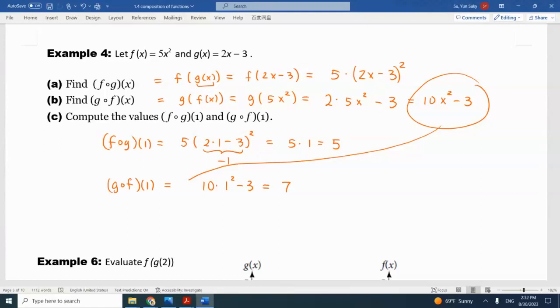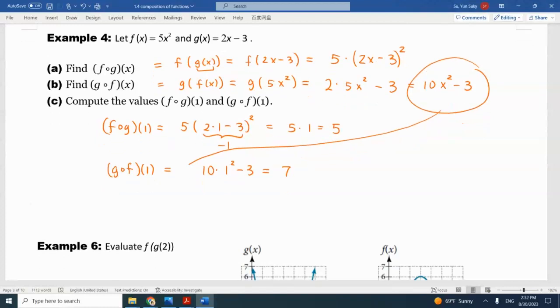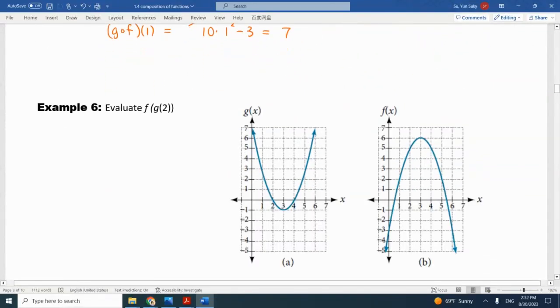Yes, because we don't have a parentheses here. If we had a parentheses, it would be 10 times 1 and then 10 squared. So your parentheses is very important. It makes a big difference. Very good.